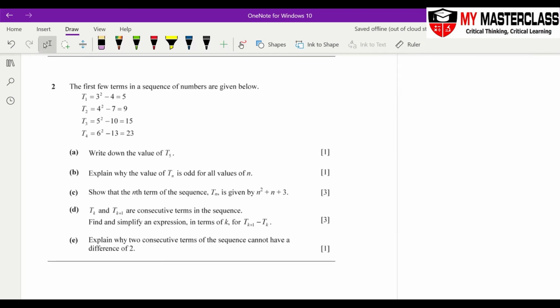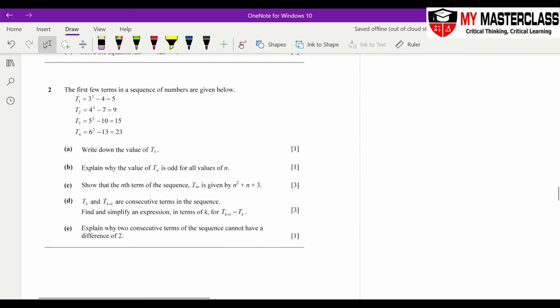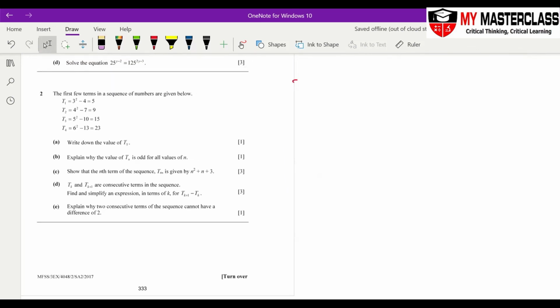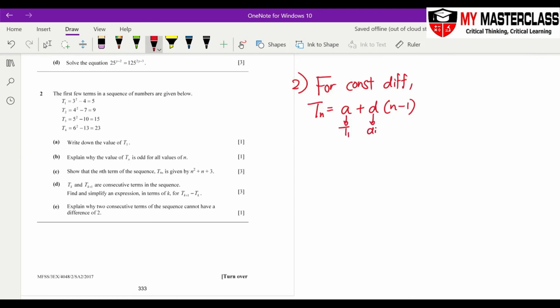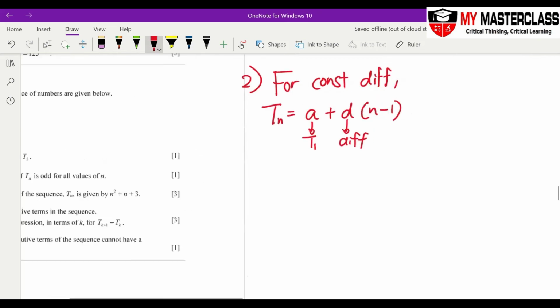Look at question 2. I want you to write down on your foolscap paper, scrap paper, the most common formula you need. Write down, for constant difference, that means all the differences are the same: Tn equals A plus D bracket n minus 1. A means the first term. D is the constant difference.